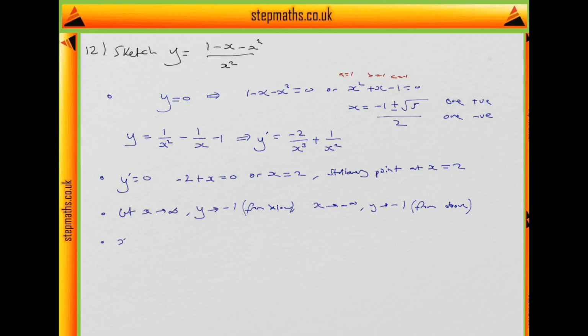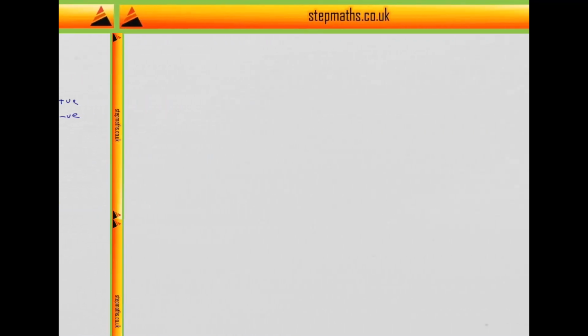Now we have pretty much everything we need, apart from our last point, which is that clearly we can't have x equals 0, as I'm dividing by 0. So x equals 0 is an asymptote. So what we're going to do is scroll over here and sketch our function.